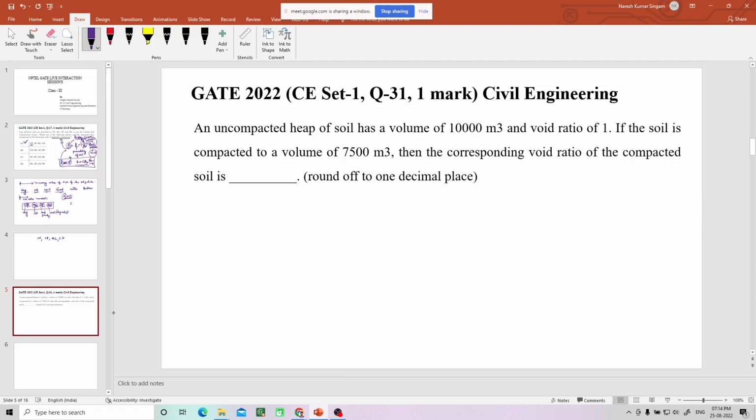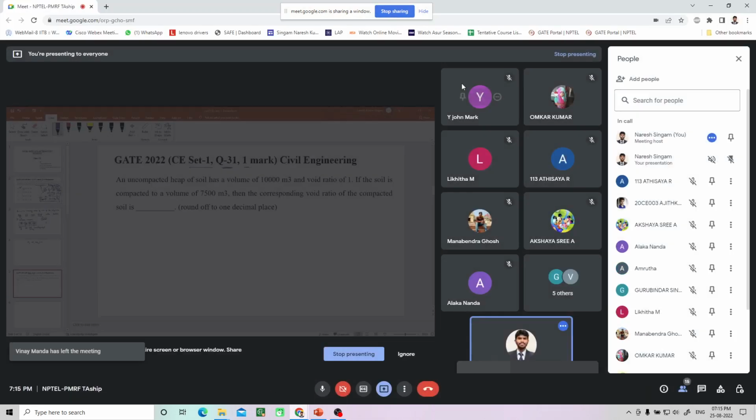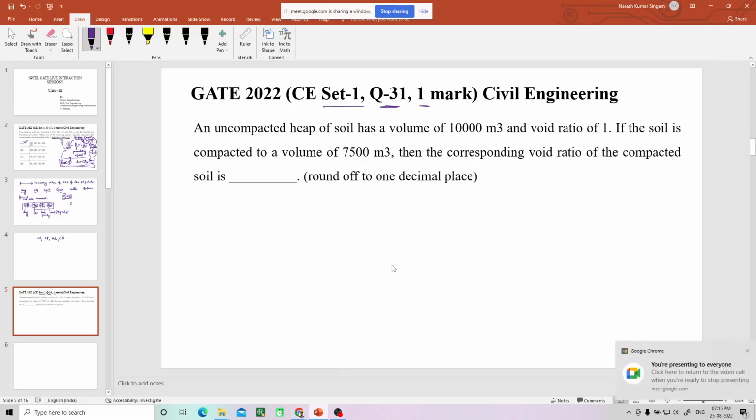So this is the second question in this session. This is the third session. By the way, I forgot to mention this is class 3 which we are having. So in this again set 1 question number 31, which is of 1 mark. Here it is asked about an uncompacted heap of soil. I hope everyone can see the slide which has question number 31.